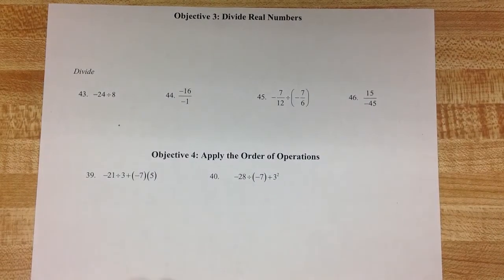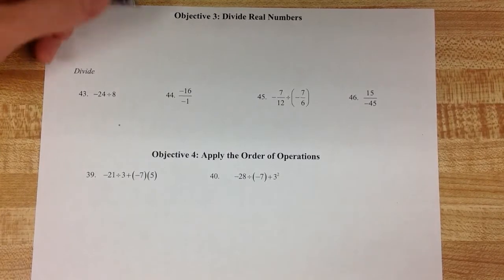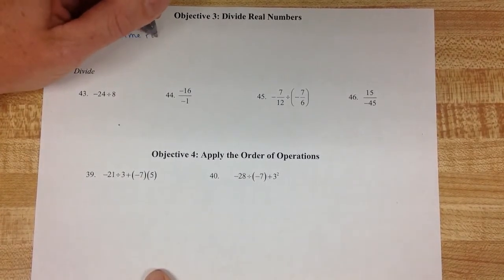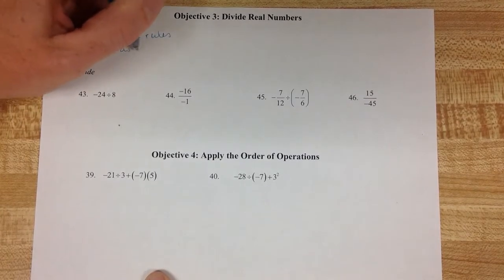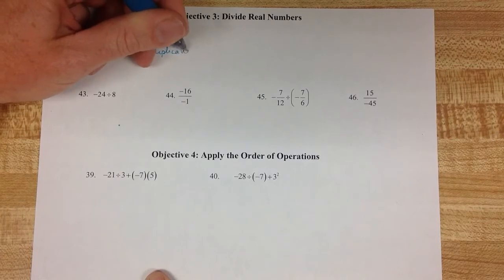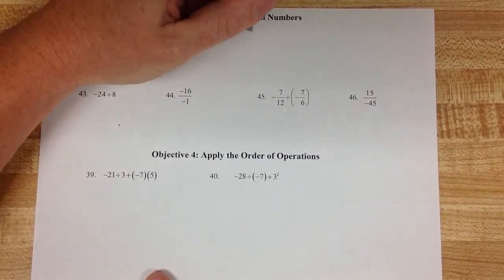For the last two objectives in our section, we're going to first look at what it takes to divide real numbers. And they follow the same rules as multiplication. Or as my former student used to say, the Valentine rules.